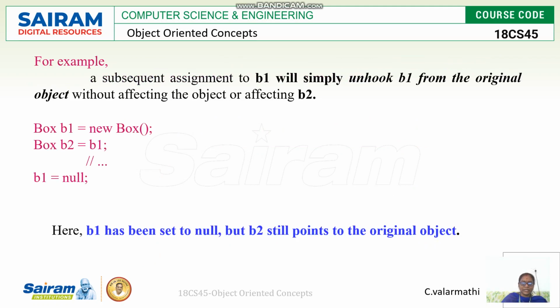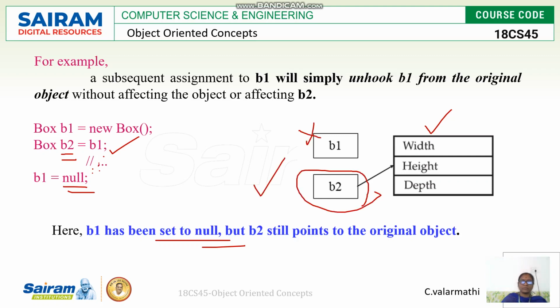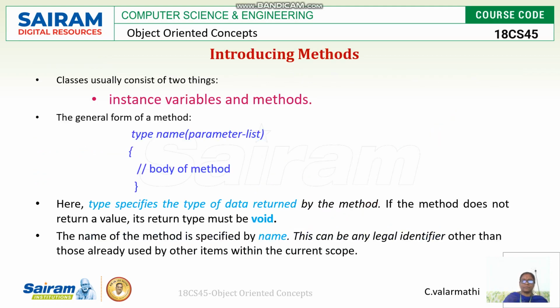Then another case: Box B1 equals new Box, B2 is equal to B1. After some lines of code, after its execution, B1 is set to null. That means B1 is not having any touch with its instance variables. So at that time only B2 has the references with its class. The height and depth are referred to only by B2, not by B1, because B1 is set to null.